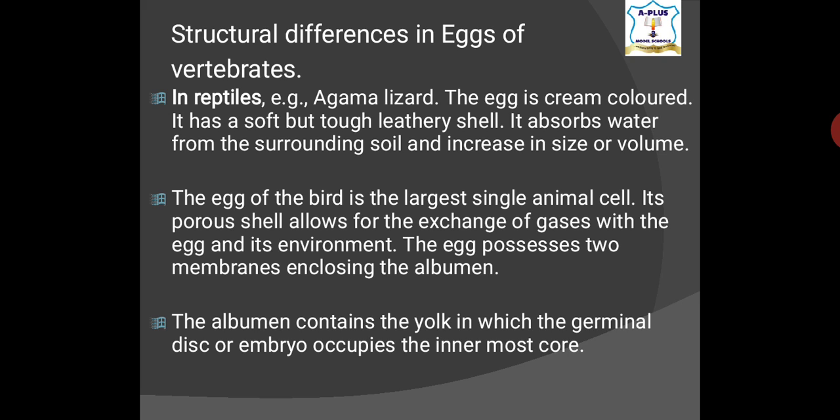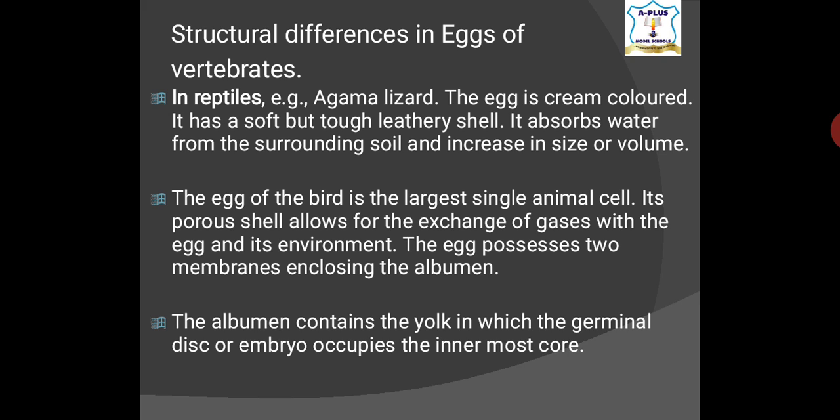Now let's talk about the eggs in reptiles. Example of a reptile is a gamma lizard. The egg is cream colored. It has a soft but tough leathery shell. That means the shell, the outer part of it, is soft but it's what? Leathery in shape. In quality, it absorbs water from the surrounding soil and increases in size or volume. It absorbs water from the soil in which it is laid, and it makes it increase in size or volume.